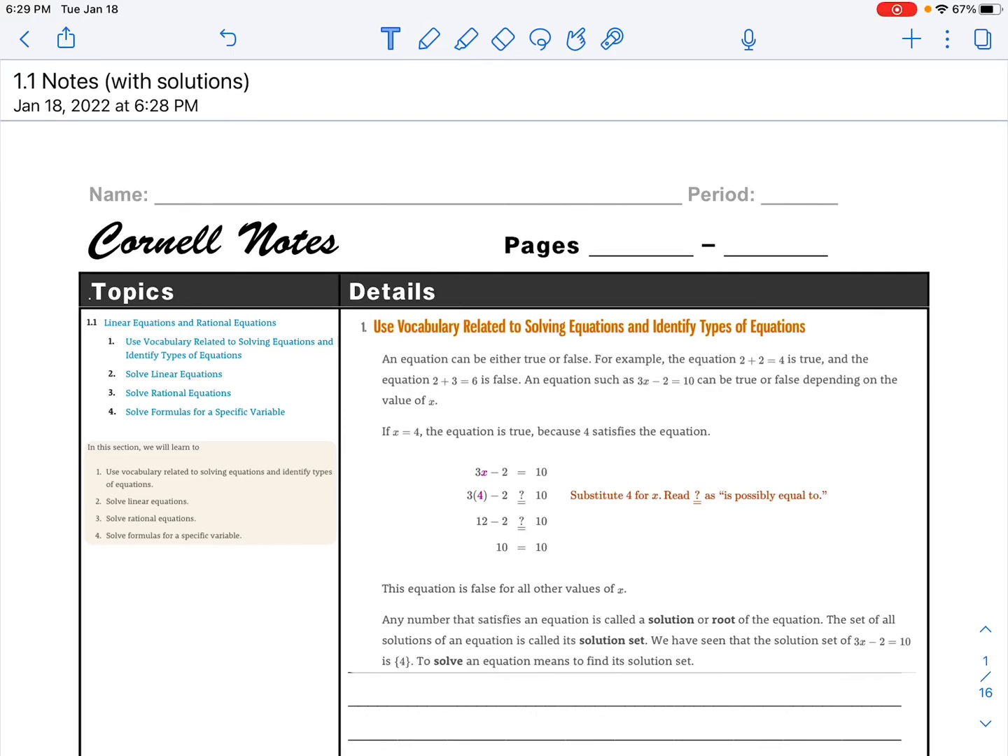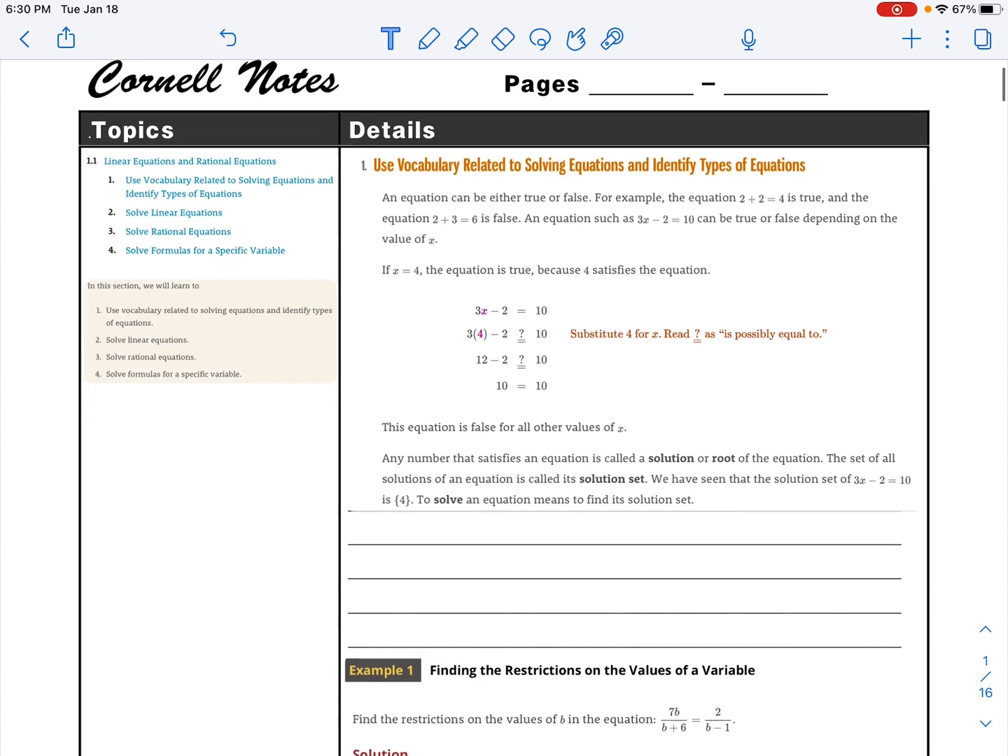Good morning. Today you're going to look at section 1.1. We're going to focus just on linear equations. That's what this unit is all about. So we're going to look at what makes it a linear equation, how you solve a linear equation, and also some literal equations, meaning they've got multiple variables in them and we're just going to get one specific variable by itself. All right, so you can look through here.